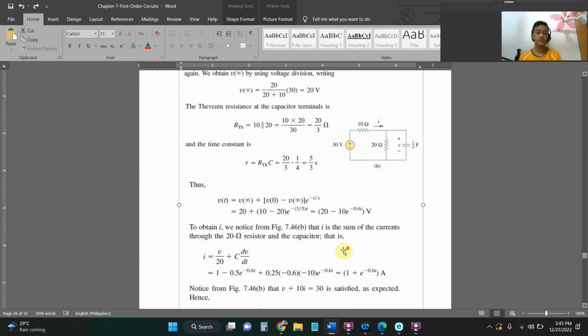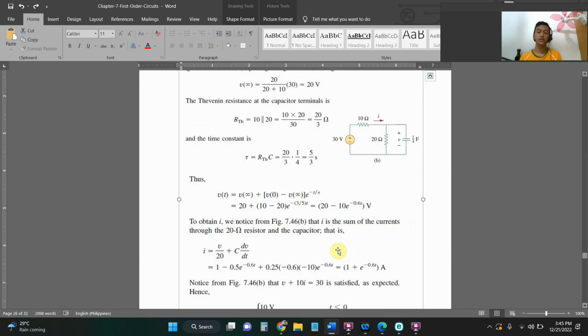Thus v of t equals v infinity plus v of 0 minus v infinity, times e to the negative t divided by tau. So we simply substitute the values. We get 20 minus 10 e to the negative 0.6 t. So that is the voltage.